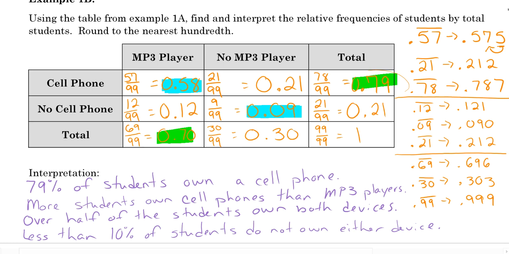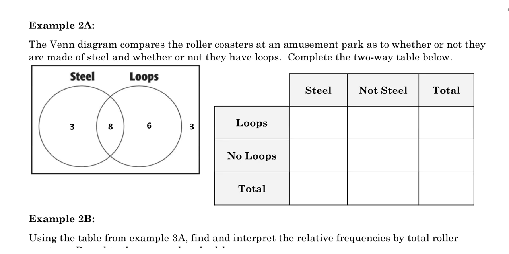So moving on, let's look at example 2. Example 2 has our information set up a little differently. It has a Venn diagram, which you will have learned in years past. The Venn diagram compares the roller coasters at an amusement park as to whether or not they are made of steel or whether or not they have loops. Complete the two-way table below.